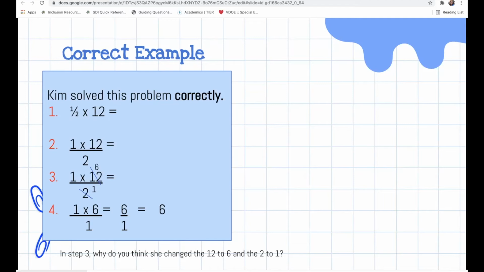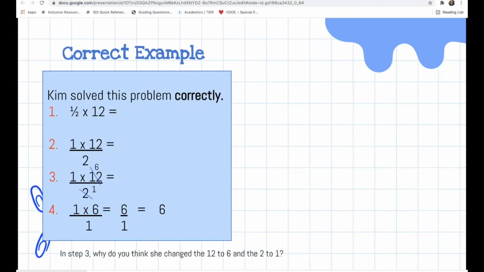Now, I've probably already at this point, because this is all abstract, modeled this multiple times, half of 12. And so the student starts breaking up half of 12, right? So what is half of 12? And they break it up and they see it. It's 6. And then we talk through this problem. What can I simplify? And we talk about that part of it. And then I say, there's always one big thing, and that's the questioning at the end of an example. In step 3, why do you think she changed the 12 to a 6 and the 2 to a 1?